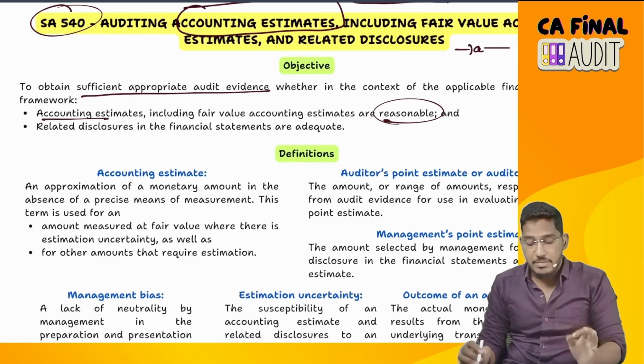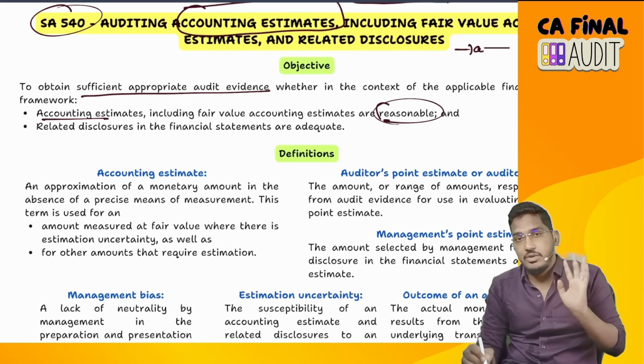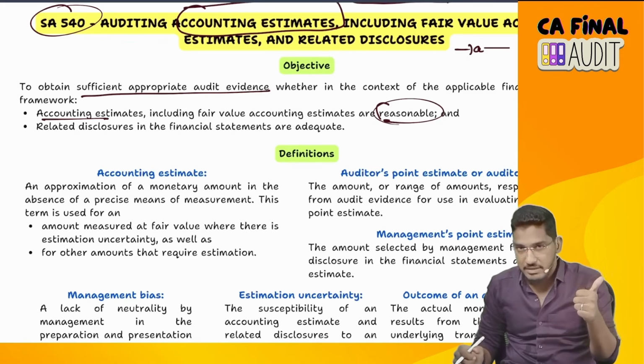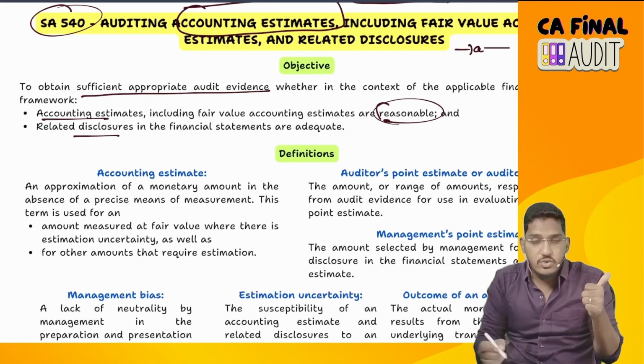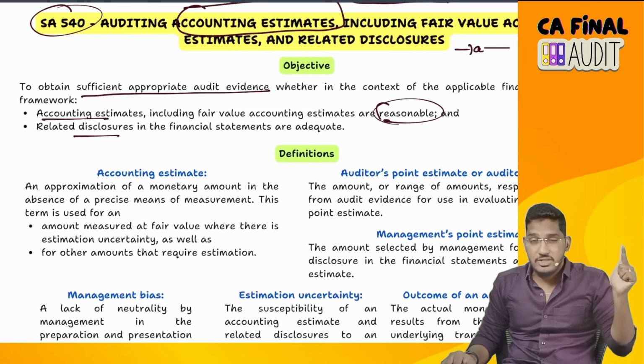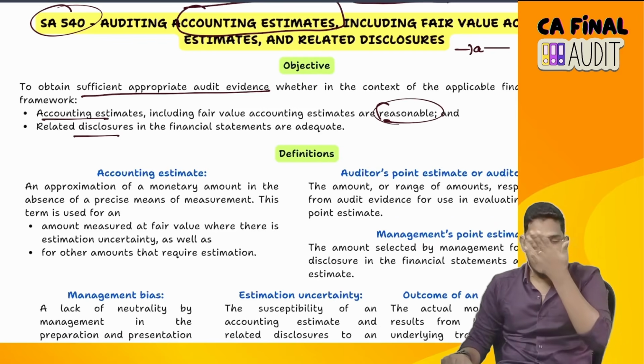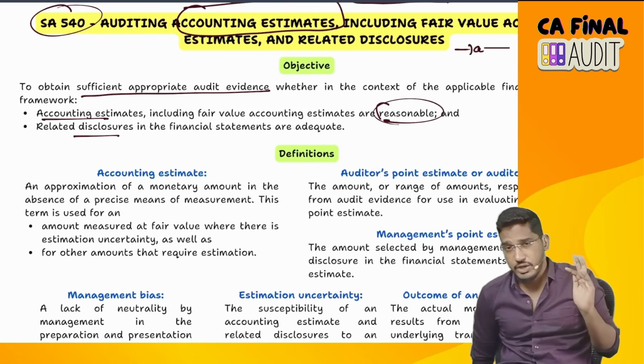We can only comment on whether accounting estimates are reasonable or not, whether accounting estimates are acceptable or not. For that we need to obtain evidence. And also, whatever disclosures are required as per the applicable financial reporting framework, whether all those disclosures are given or not. These two matters I need to obtain evidence. This is where SA 540 is going to help me out.